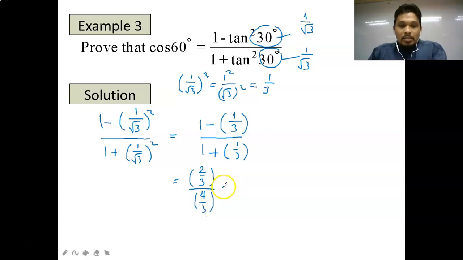Okay, so then it equals 2 over 3 multiplied by 3 over 4. So then 2 divided by 4 equals 1 over 2.